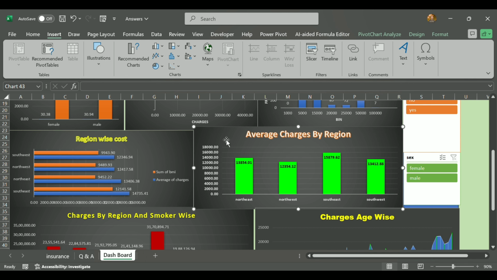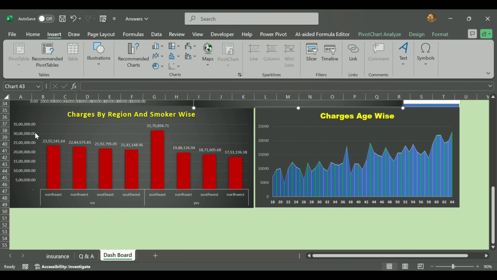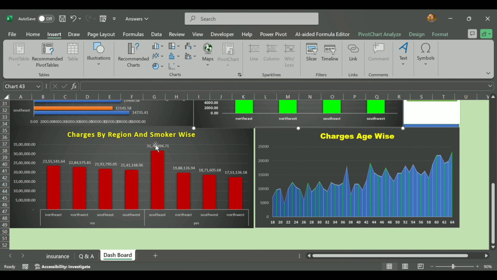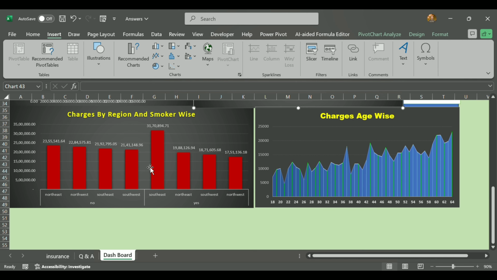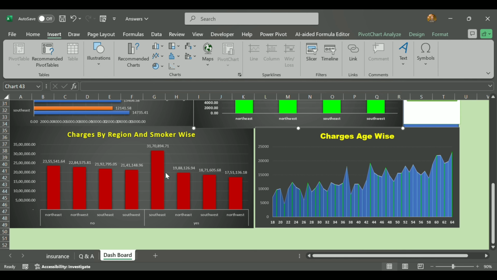So it's also the same chart but only for the average charges by the region, so we don't need to understand that. This chart shows medical charges categorized by both region and smoking status, helping us analyze how smoking impacts healthcare costs across different parts of the country. In this chart, we have separated data for smokers and non-smokers within each region.